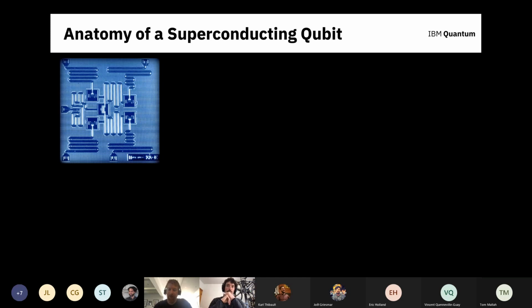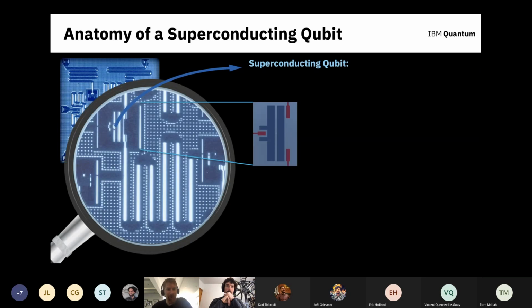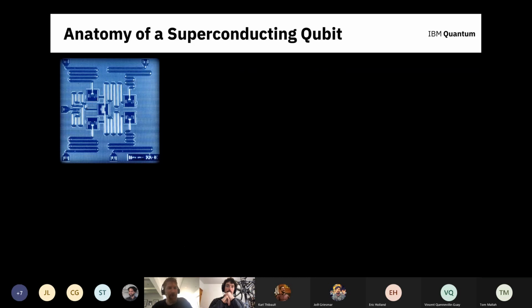The niobium is a superconductor, and it becomes superconducting at a temperature below 9 Kelvin, like many metals. Everything else is made out of aluminum, which is the smaller features, which becomes superconducting below 1 Kelvin. So this is a 5-qubit device. In fact, the first one we put on the cloud almost 5 years ago now.